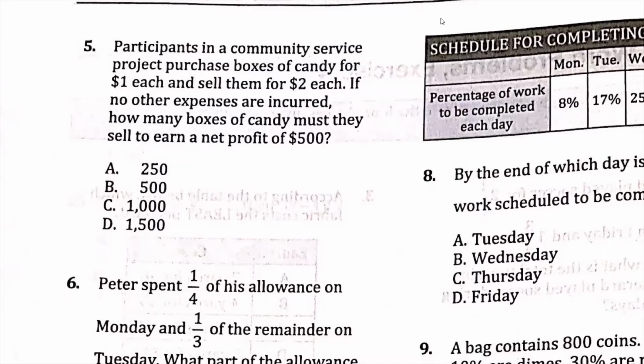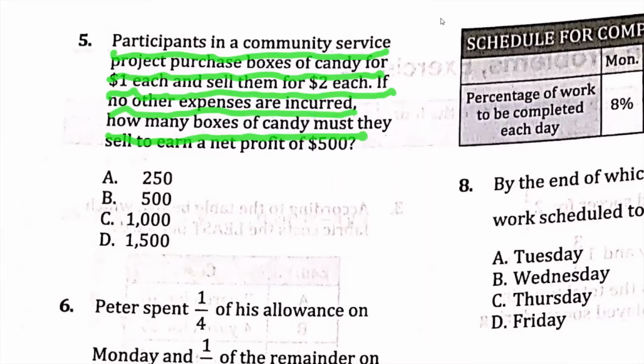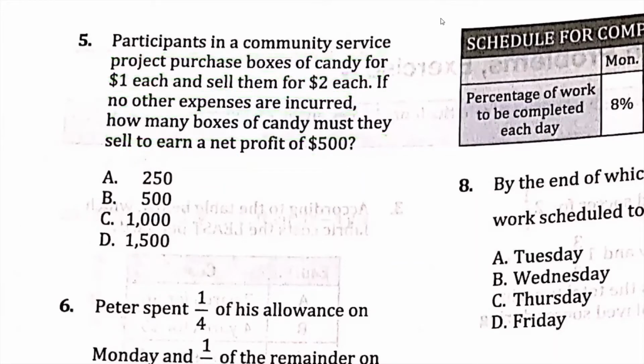Let's see. Participants in a community service project purchase boxes of candy for $1 each and sell them for $2 each. If no other expenses are incurred, how many boxes of candy must they sell to earn a net profit of $500?